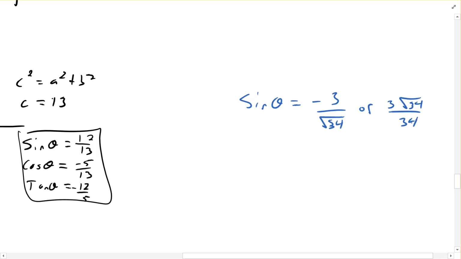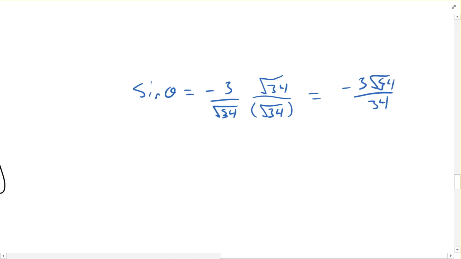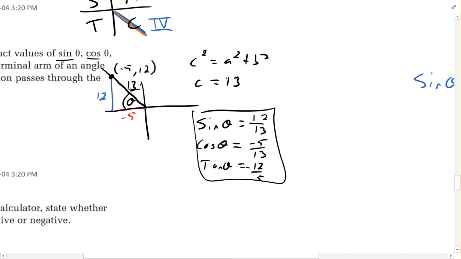Just as a little review of things we've done before, why does that make sense? Well, the way they got to that second number is by rationalizing the denominator. Remember, we didn't want a square root in the denominator, so we multiply the top and the bottom by root 34. Then that would be equal to negative 3 root 34 over just 34. So that's what they did there, just so you're not confused by that.